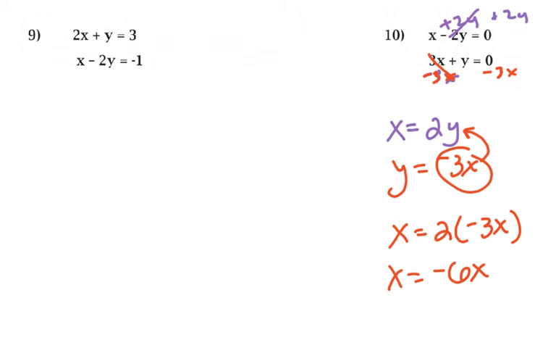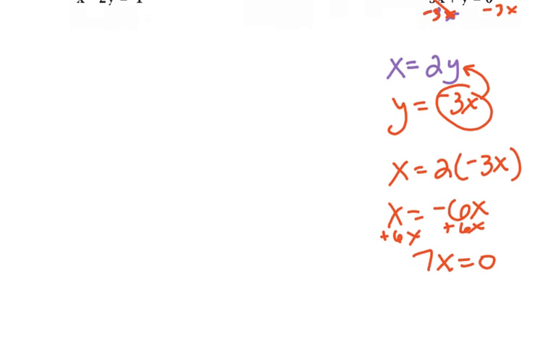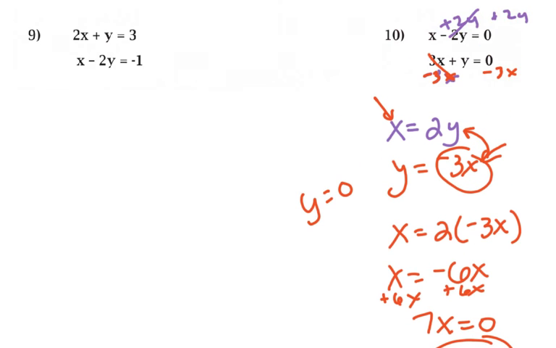So think about what you're saying. You're saying a number is equal to negative 6 times the same number. There's only one number that can happen for. You can add 6x to both sides. So you have 7x equals 0. Divide both sides by 7, and you get x is equal to 0 divided by 7, which is 0. Now if I plug that in for x, I'm going to get y is equal to 0 also. So that means that my ordered pair, that's my solution, is (0, 0).